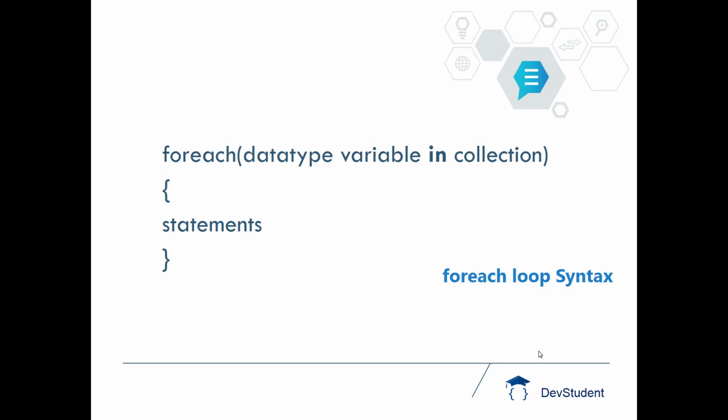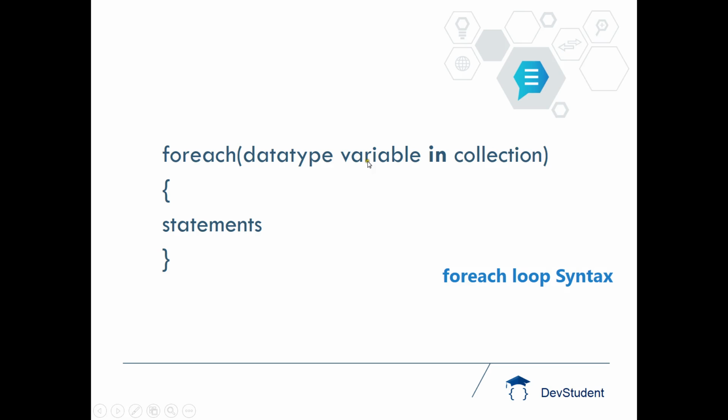Here is the syntax for the foreach loop. foreach of data type space variable space in, where in is the keyword, followed by the collection. The collection is the array which you have to mention here. Based on the elements present inside it, the loop will be repeated that many times. Every time the loop is repeating, one element from the collection is taken and placed inside the variable which you are placing here.